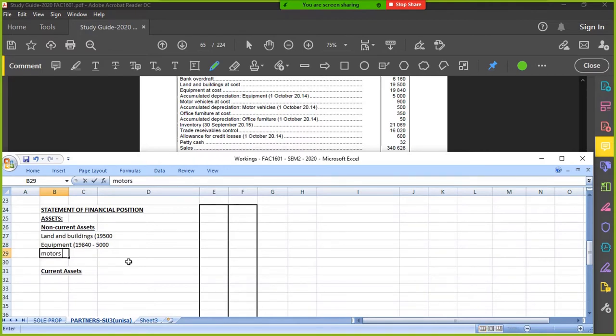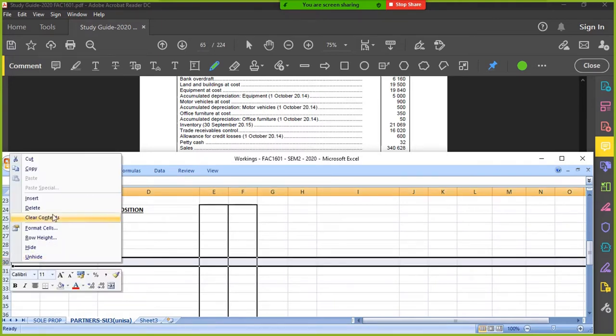Okay, motor vehicles you should know is this. An asset again. Motor vehicles in brackets, how much? Motor vehicles, 900. Right, accumulated depreciation, same thing. Negative asset, minus. Lots of assets and depreciation here, not liability. Negative assets. Right, next, office furniture. Some more. See, lots of non-current assets here in this example.